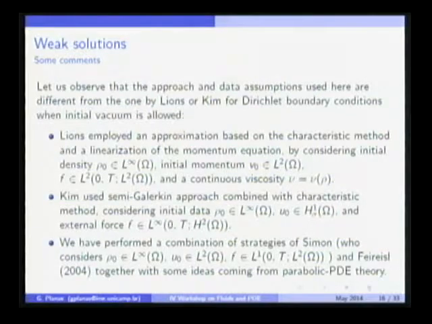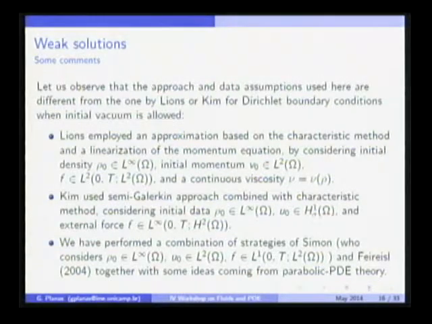Lions employs an approximation based on the characteristic method and a linearization of the momentum equation. The initial density is in L infinity, the initial momentum in L2, f is a little more regular, and the viscosity is continuous, depending on the density. Kim uses a semi-Galerkin approach, combined with the characteristic method. He considers initial data in L infinity, and a more regular initial velocity and external force.